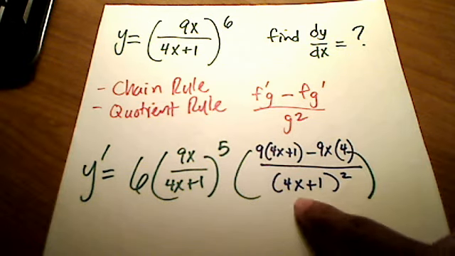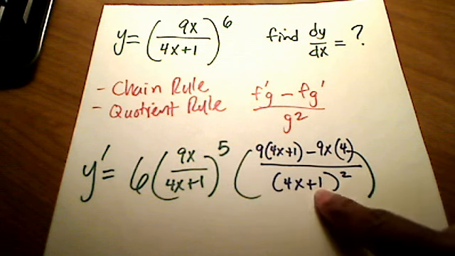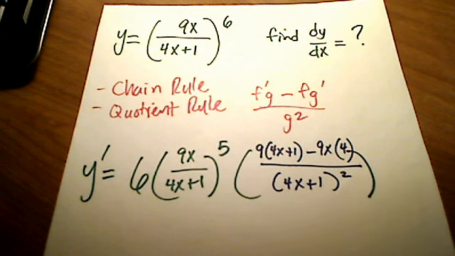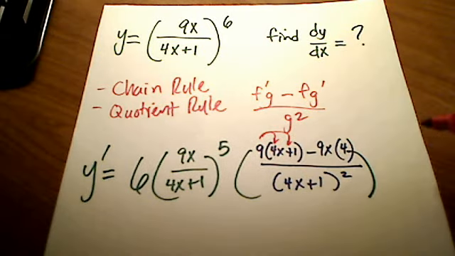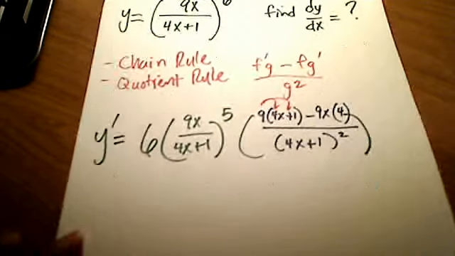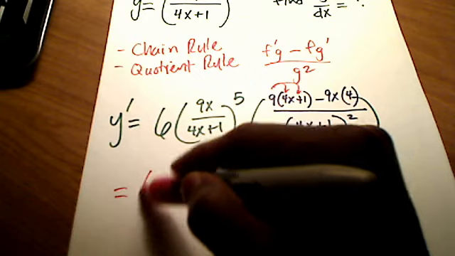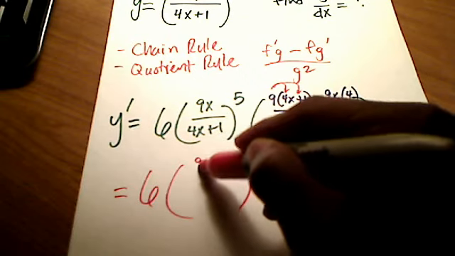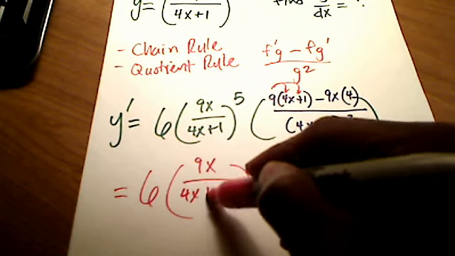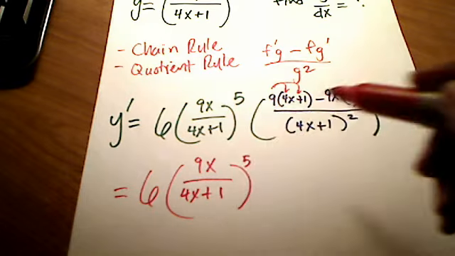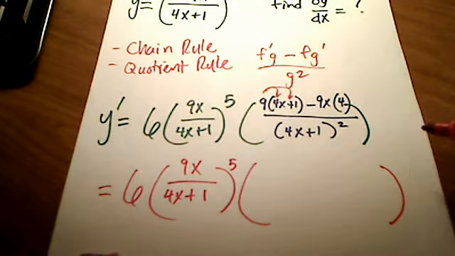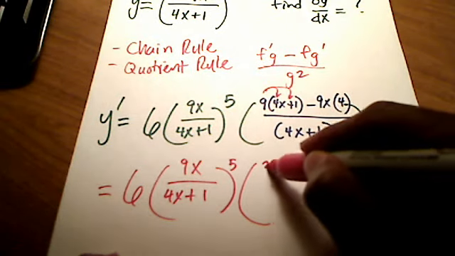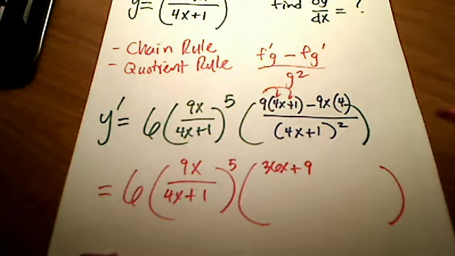Let's clean this big parentheses up a little more. I'm going to take this 9 and distribute it to these two terms after it. What do I have here? I've got 6 times 9x over 4x plus 1 quantity to the 5th power. Now let me distribute this 9 times both of these terms. That gives me 36x plus 9.